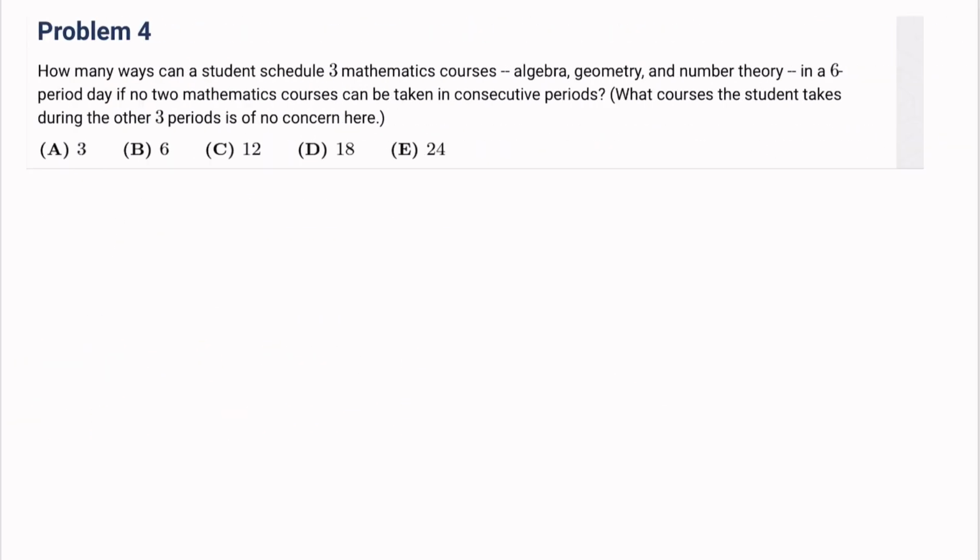Number 4, how many ways can a student schedule 3 mathematics courses, algebra, geometry, and number theory in a 6-period day if no 2 mathematics courses can be taken in consecutive periods, and the other courses that the student takes are of no concern here? We first have 3 math courses, and they can't be taken in consecutive periods, so we will have something between them. We have a total of 6 periods, so we have 5 periods already, and we need to decide where the 6th period will go. That can go either here, here, here, or here. So it has 4 choices.